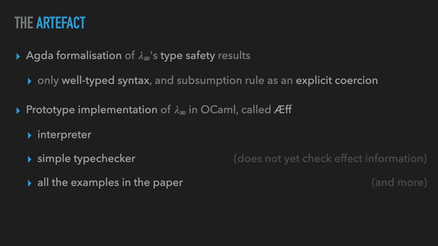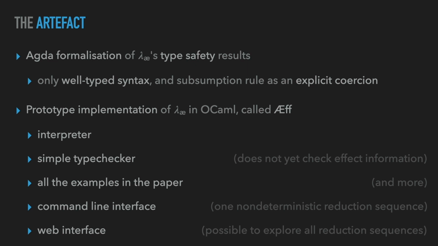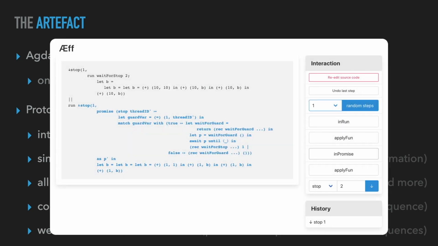And this prototype implementation comes with two interfaces. First, there is the command line interface that simply executes only one of the many possible non-deterministic reduction sequences of a given program. But then there is also the web interface that allows programmers to explore all the possible reduction sequences of their programs. As an example, this is how the web interface looks.